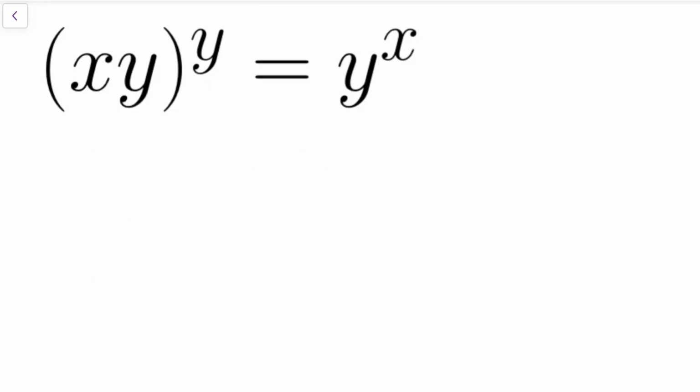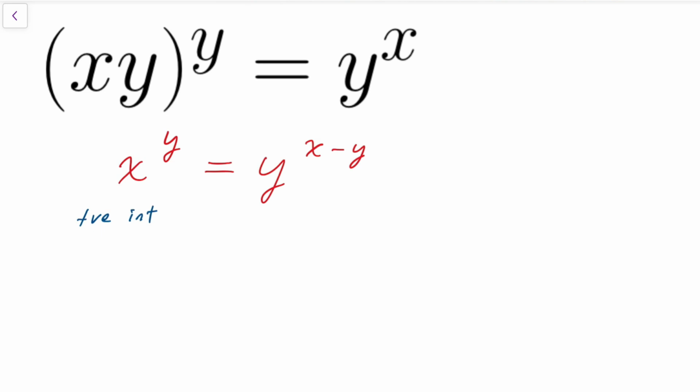My first step would be to rewrite the equation as x to the power y equals y to the power x over y to the power y. So the index becomes x minus y. Now, the left-hand side is a positive integer because it's a positive integer to the power of another positive integer. So that means the right-hand side also has to be a positive integer.